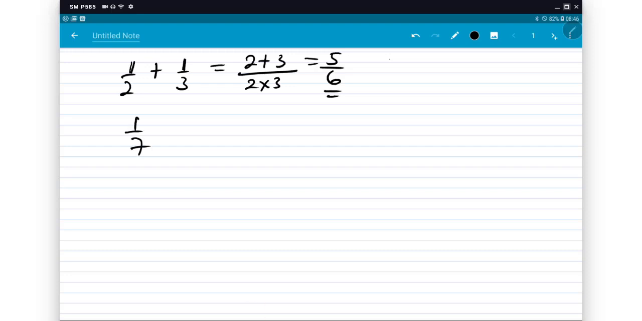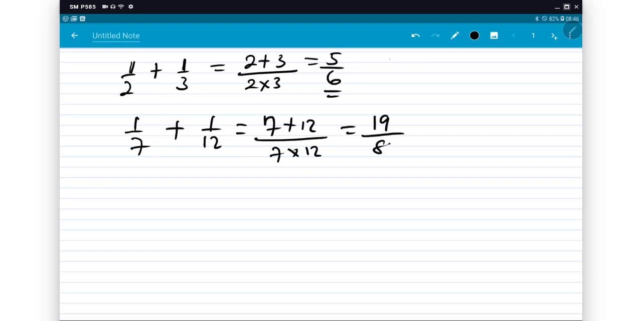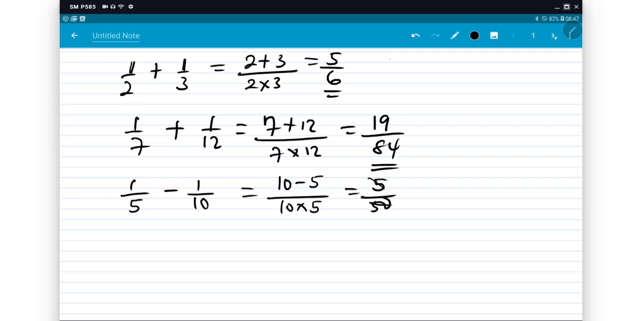Okay, so if I have 1 over 7, maybe plus 1 over 12, this is the same thing as 7 plus 12 over 7 times 12, which will give me what? I have 19 over 84. That is the addition. Okay, so it makes the work faster. So if I have 1 over 5 minus maybe 1 over 10, this is the same thing as 10 minus 5 over 10 times 5, which will give me 5 over 50. I can cut it down, giving me 1 over 10.